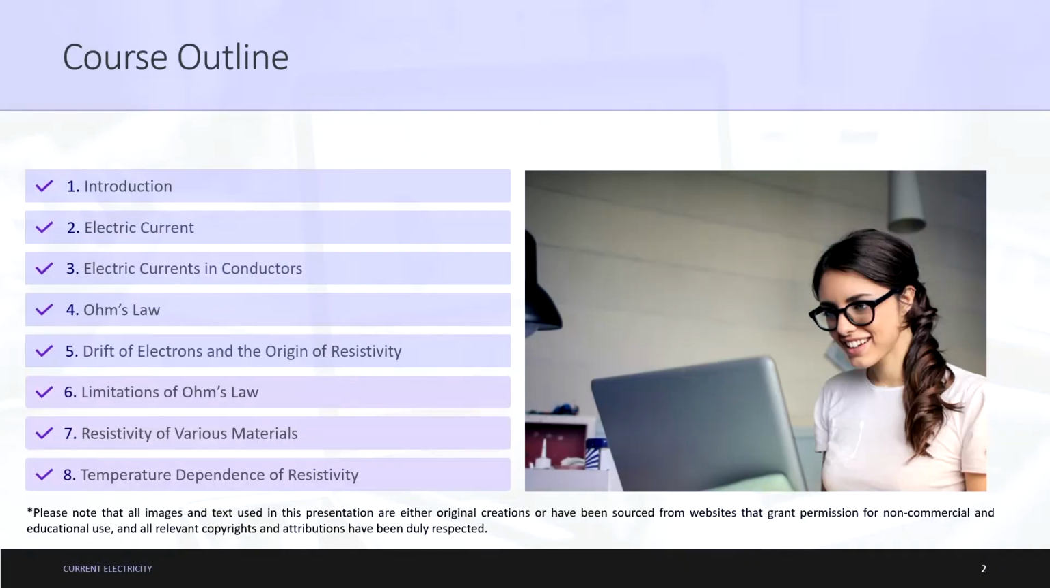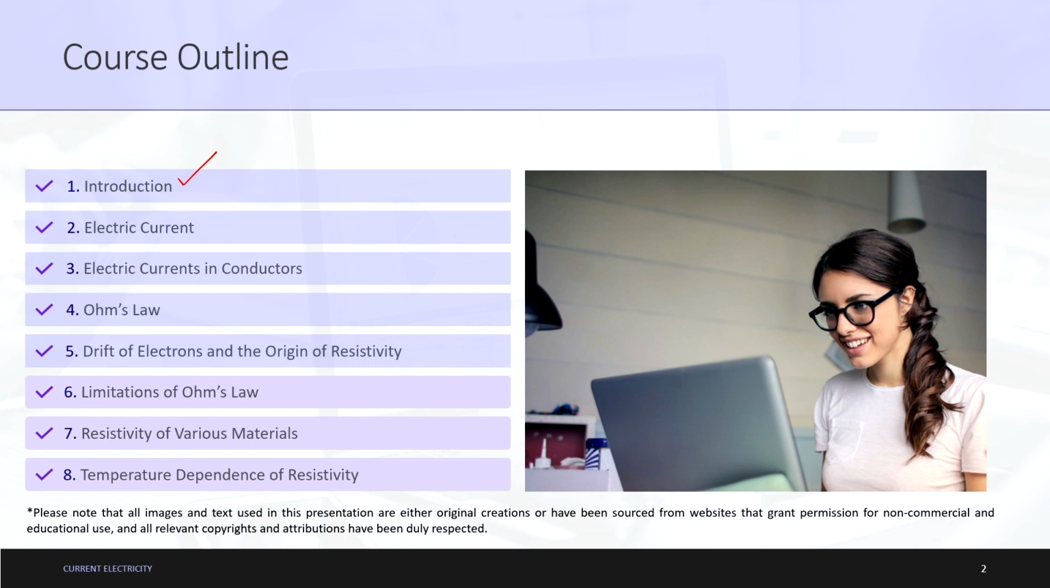So I am Sameer Lavankar. Let's begin our first discussion on current electricity. So here's a course outline for you. Let's not go into further discussions here. First of all, let us start with the introduction so that we can understand what is current electricity, and then we will go on to other features.